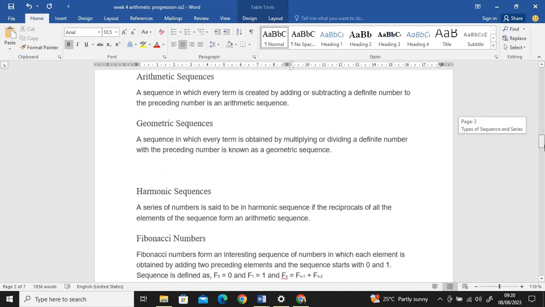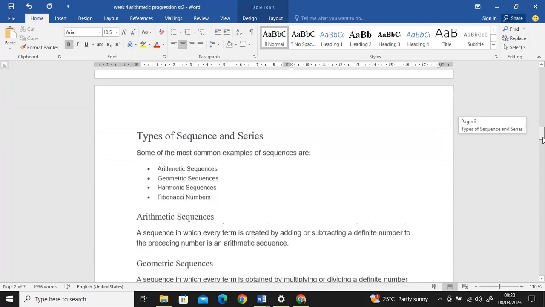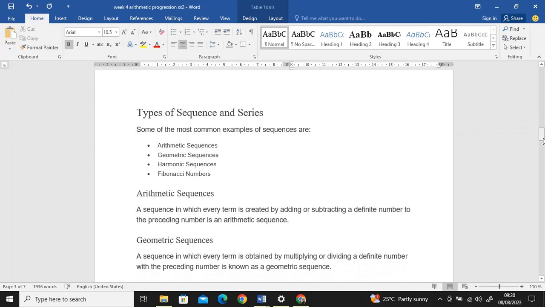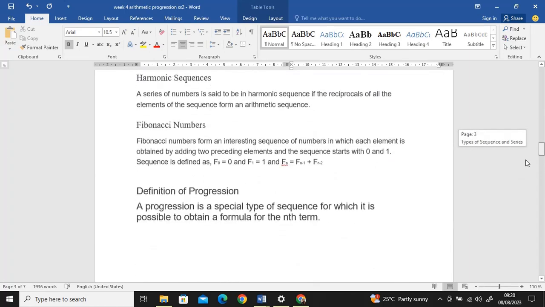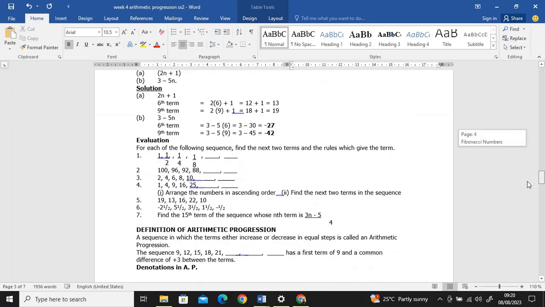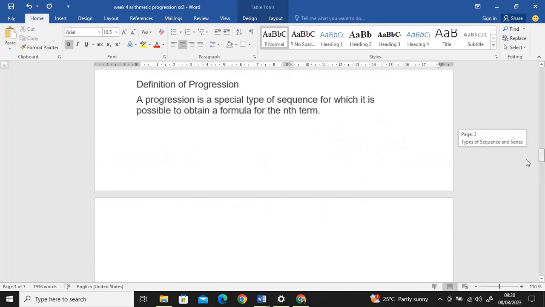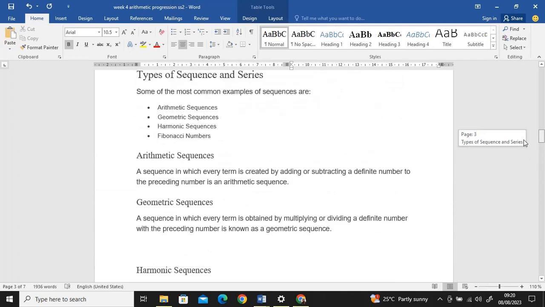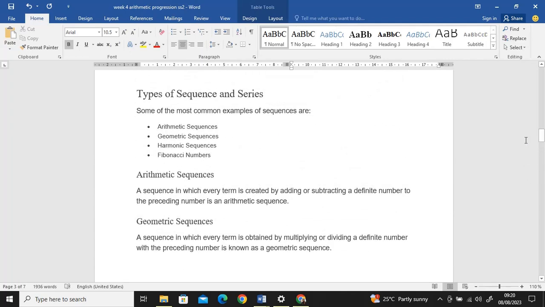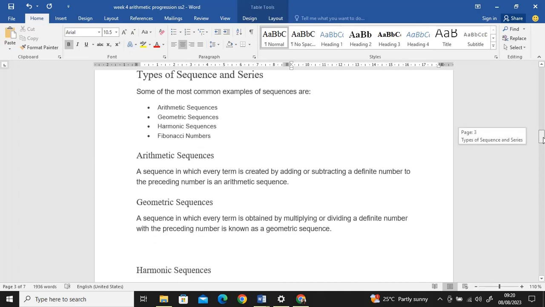What are the types of sequence and series? We have arithmetic sequence, geometric sequence, harmonic sequence, and Fibonacci numbers. In this tutorial, we're going to look at only the arithmetic and geometric sequence. The other ones, your teacher will explain when you get to a higher level. The basic ones in SS2 are arithmetic sequence and geometric sequence. In this particular tutorial, I'm just going to take you through arithmetic sequence.